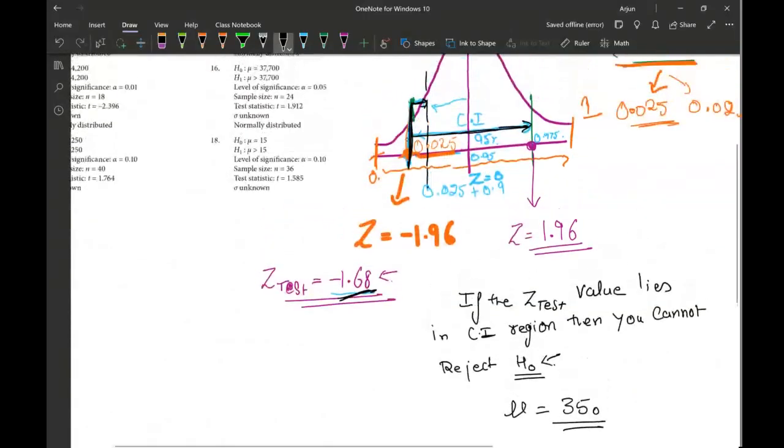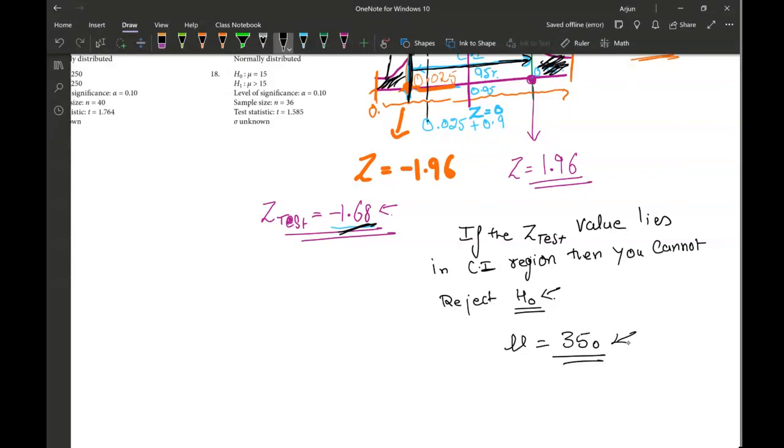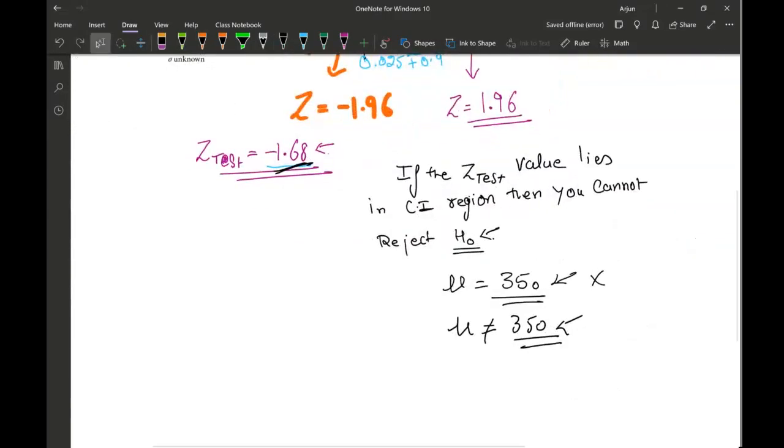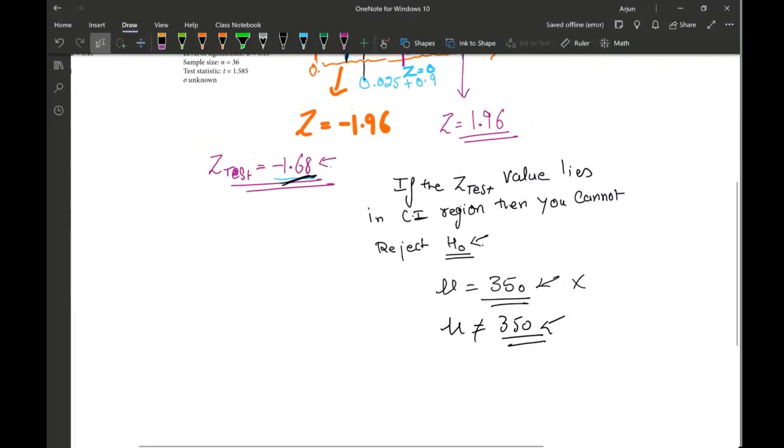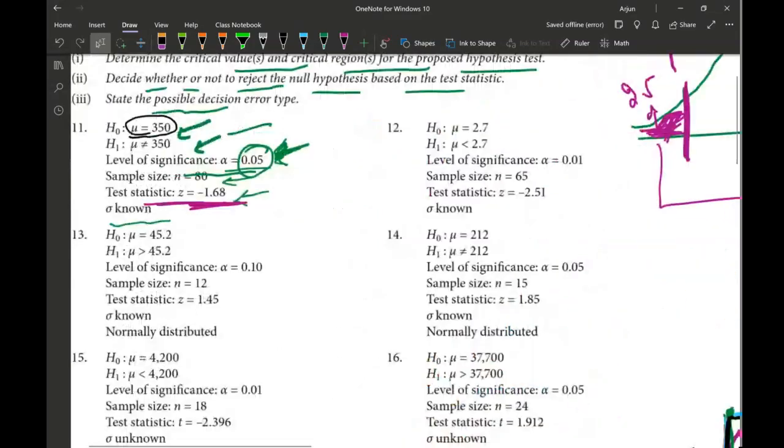If the z value had lain in the critical region, then we would have rejected the null hypothesis and accepted the alternate hypothesis. We would have said that the mean is not equal to 350, that it is something other than 350. We don't know what it is, but it is something other than 350, hence we proved. That's what we would have said. So we've covered this part also.